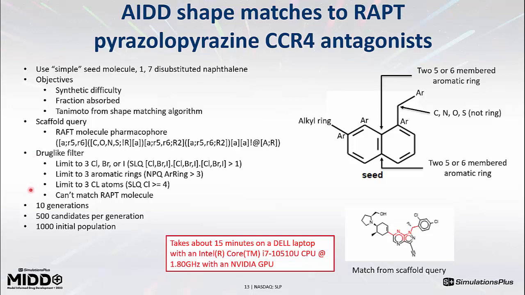Then we used a drug-like filter. We added a few more limitations and made sure that we didn't match the RAF compound. We performed 10 generations. Each generation, except for the initial one, generated 500 candidate compounds, whereas for the initial iteration within AIDD, we used 1,000 generations. So the overall population would be 5,500 compounds. This takes about 15 minutes on my Dell laptop computer with an Intel Core, and then I used the option within the shape matching to use the NVIDIA graphics card.